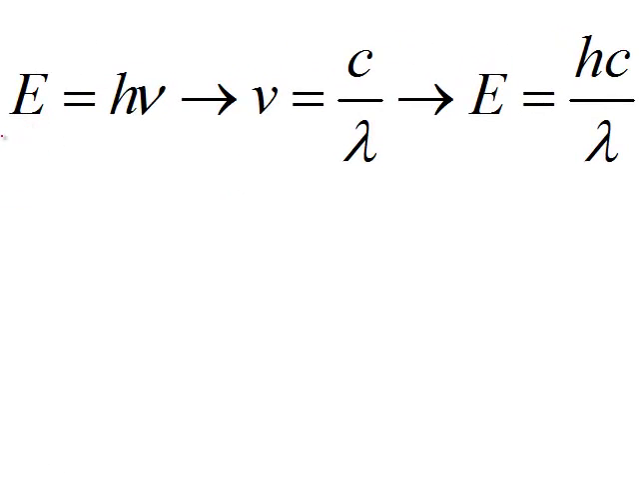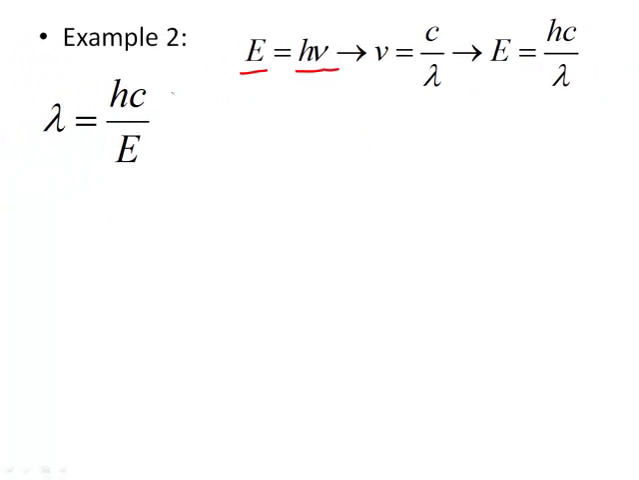I know from my first two light equations that energy is equal to hv, where h is Planck's constant, and I can rearrange that and plug in v equals c, the speed of light, over wavelength, because the speed of light is equal to the wavelength times the frequency. Eventually, after all this derivation, I want to end up with this equation: wavelength is equal to speed of light times Planck's constant divided by the energy. So we're going to solve for the wavelength.